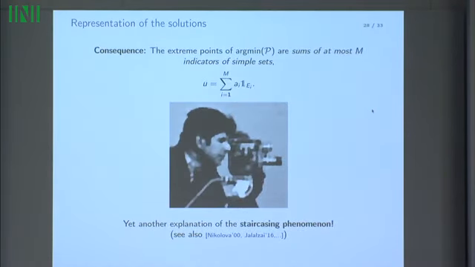And so it's a really nice result because it's saying that the extreme points of the solution set can be written as sums of at most m indicators of simple sets, like this, and it can be seen as an explanation for the staircasing effect that is known in image processing when you're using such a regularizer.